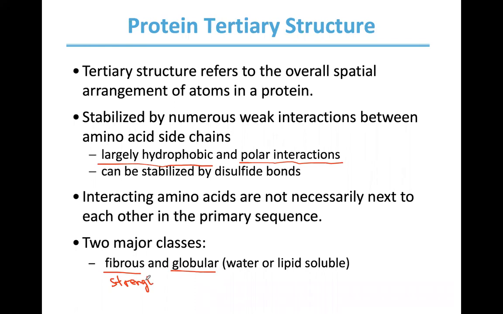And they usually have one type of secondary structure, right? So fibrous proteins are actually simpler than globular because they have one type of secondary structure throughout the entire protein. So it's almost like their secondary and their tertiary structures are almost the same. And globular, so these will be water soluble. Many of these are enzymes. And they have multiple types of secondary structures.